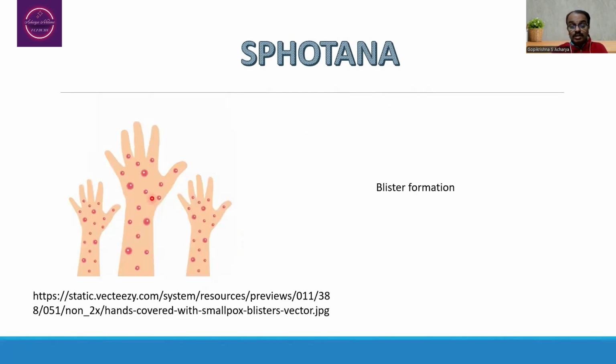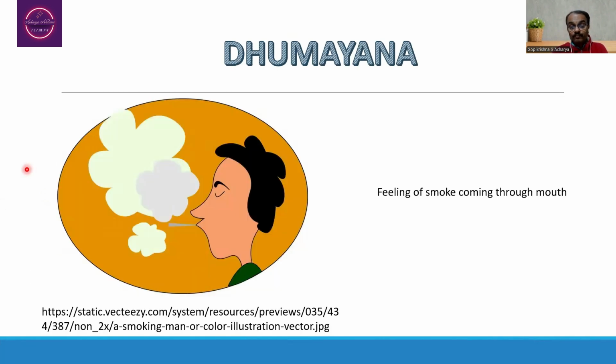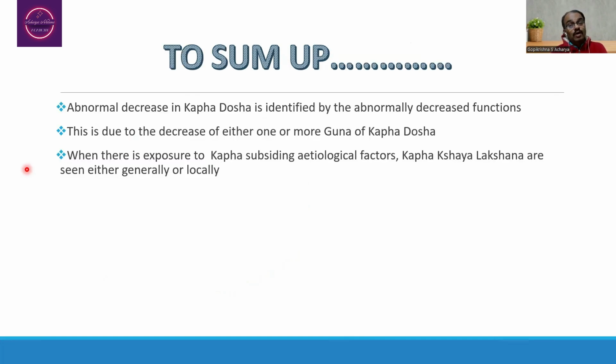Spotana, so that is blister formation may be observed. Vepanaha, that is involuntary movements that may be observed. Dhumayana, so that is the feeling of smoke coming through one's mouth. So that is considered to be the Lakshana of Kapha Kshaya.